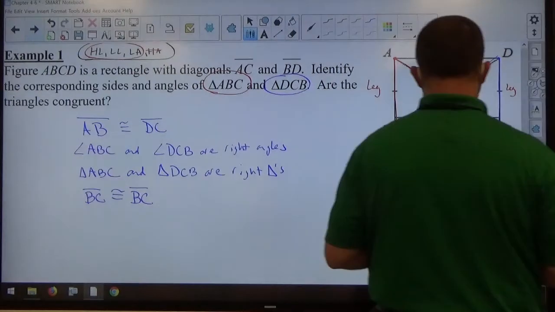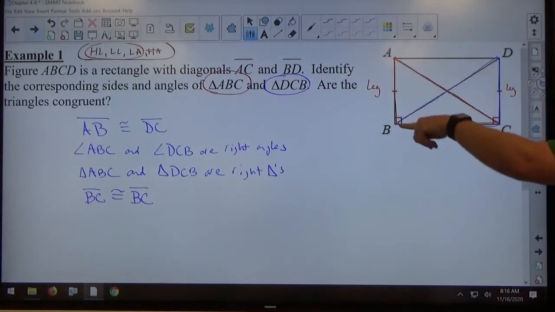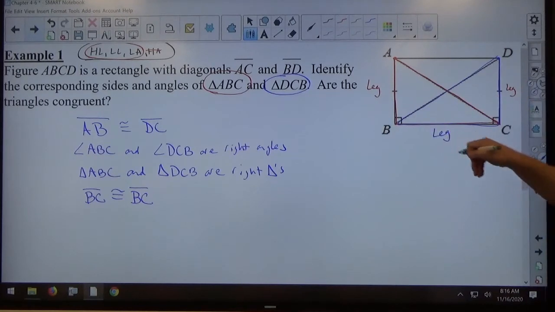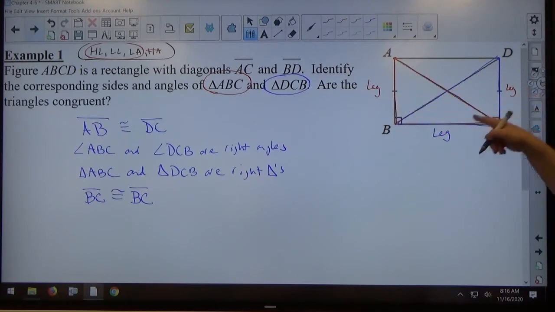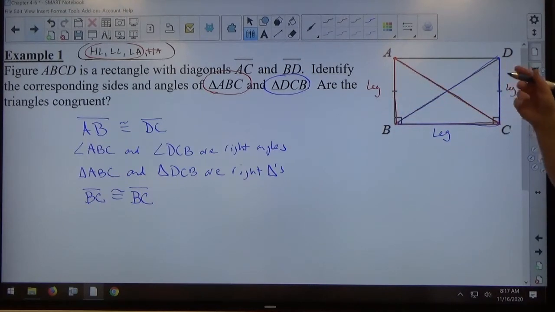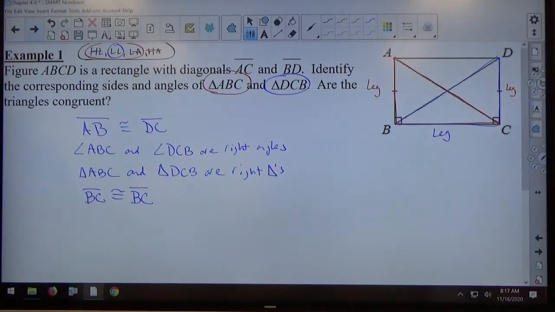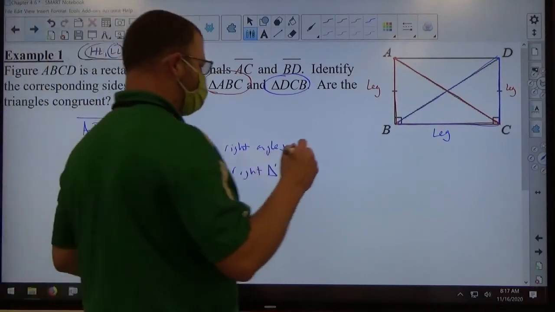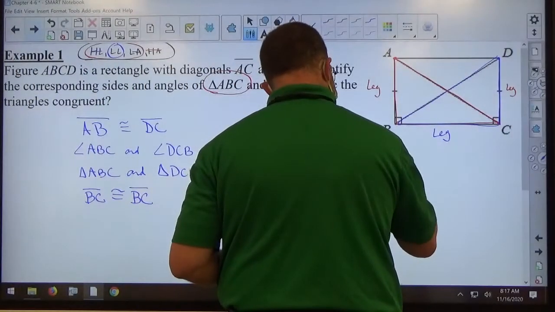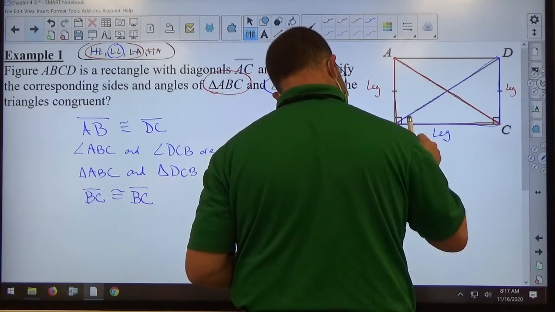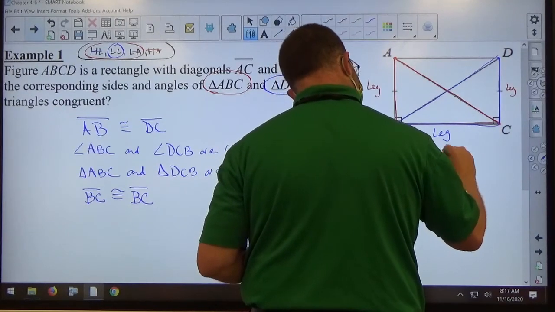If you look at BC on both triangles, for triangle ABC, it's a leg. For triangle DCB, it's also a leg. So, leg correspondence tells me that the two triangles must be congruent because of leg. Identify the corresponding sides and angles. So, corresponding parts.